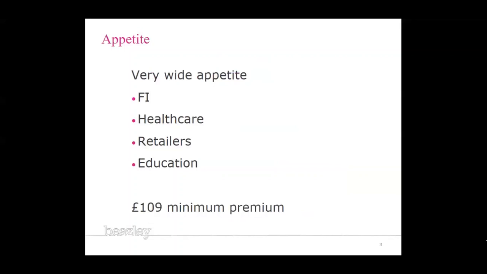We think that one of the problems with cyber has been that it's been unaffordable for most SMEs because the introductory premiums are so high. They vary a lot at the moment, but traditionally they've been up to £1,000 as a minimum, and so the fact that we can make this cover available for £109 means that even very small companies, clubs, associations, small manufacturers hopefully can afford that.